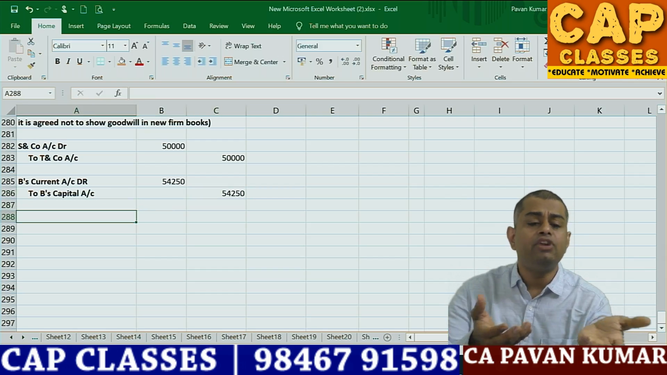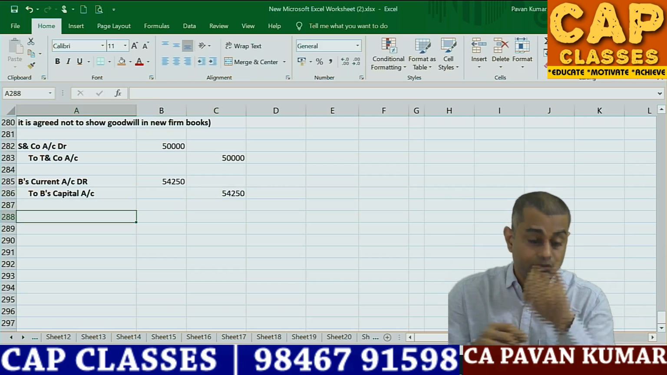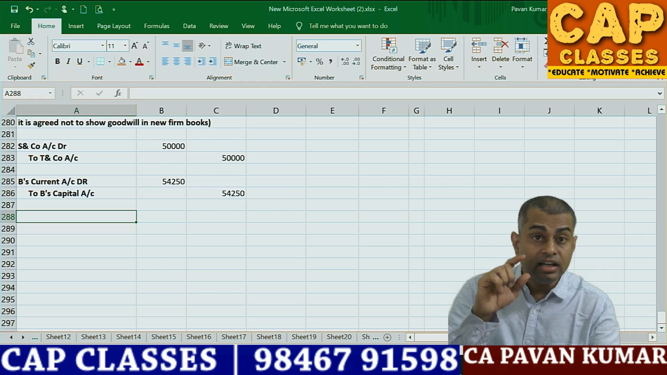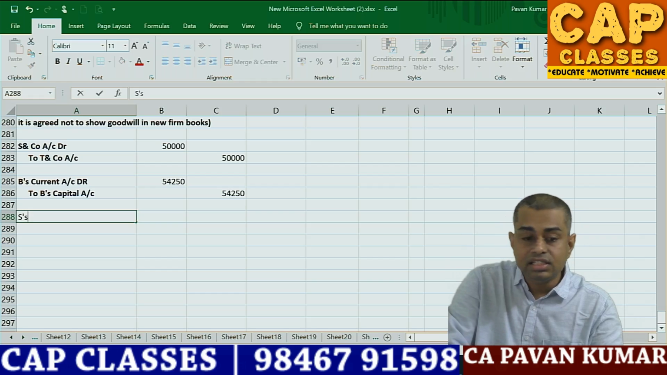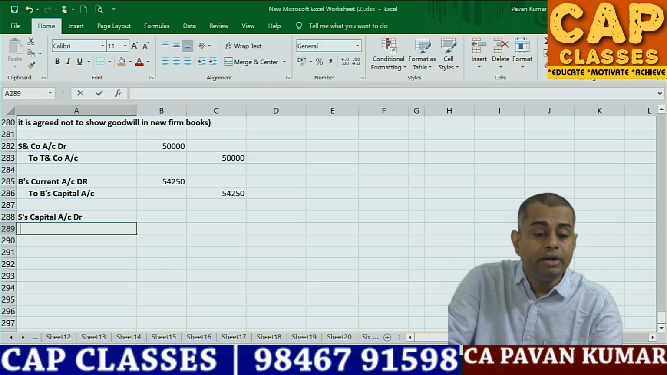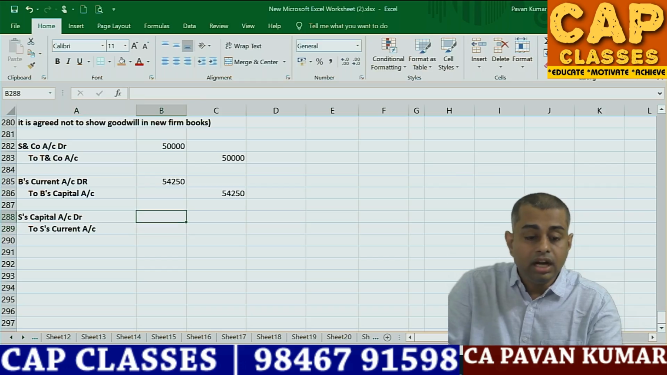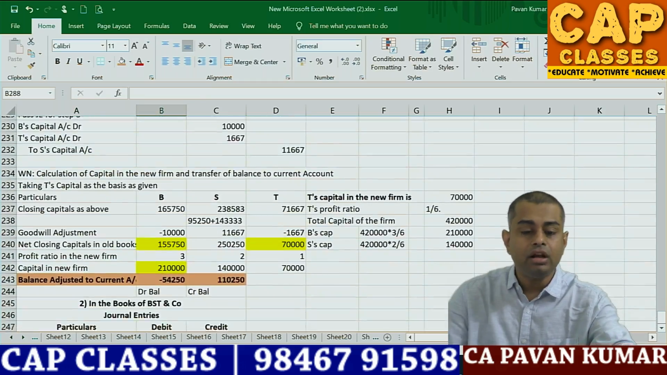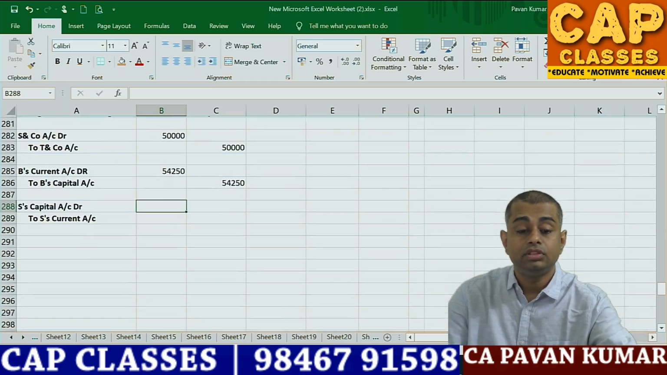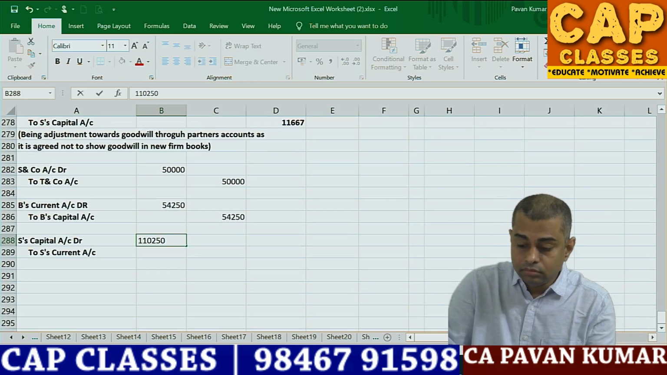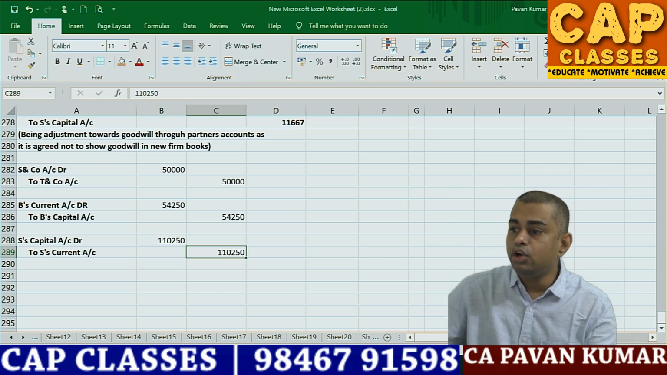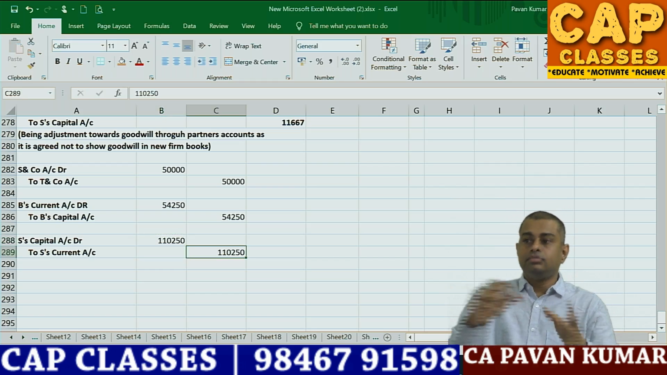If they are bringing cash, I would have written cash account debit to B's capital account. Okay, and for the other guy, it is reverse because he has excess. So for him it will be S's capital account debit to S's current account. The third guy's account is not affected because he is the basis for calculation. 110,250. Being excess in capital account transferred to current account.